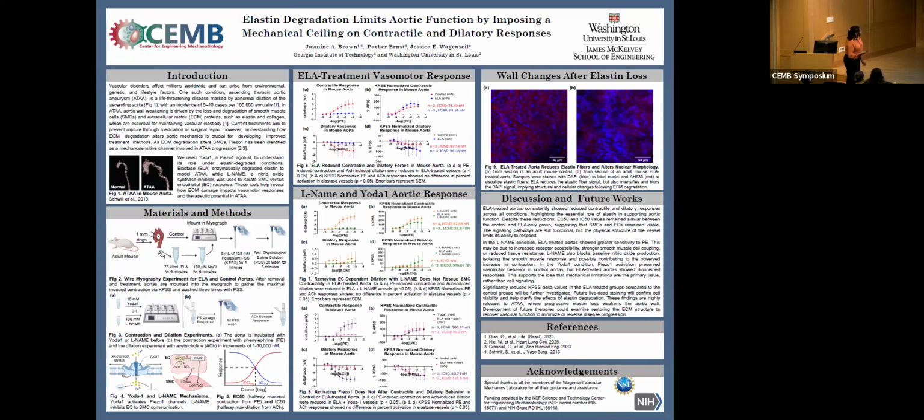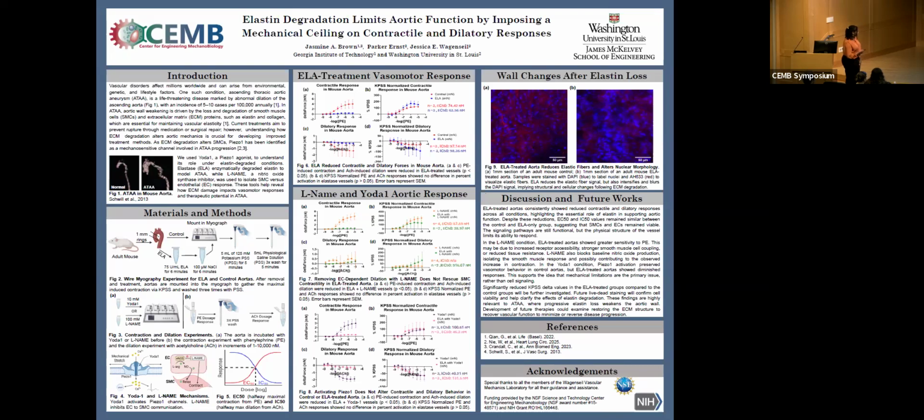And then moving on to our Yoda-1 group. Just to remind you, Yoda-1 is a Piezo1 agonist, so it will stimulate that channel, allowing for influx of calcium. And so we expected to see an increase in contraction for the contractile group and an increase in dilatory forces.